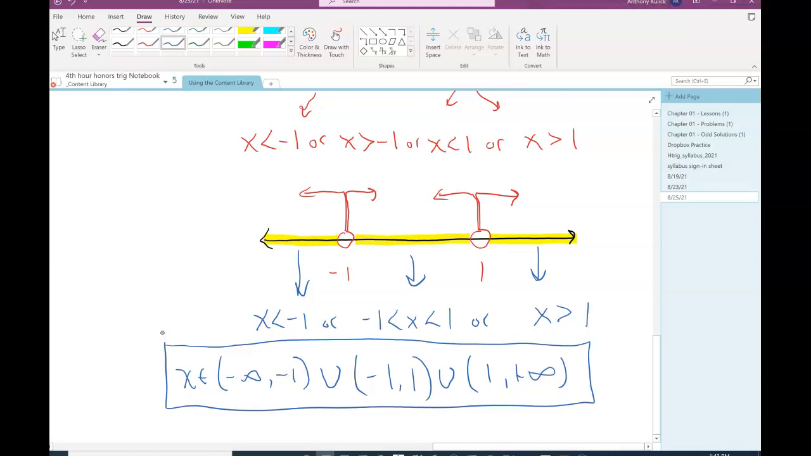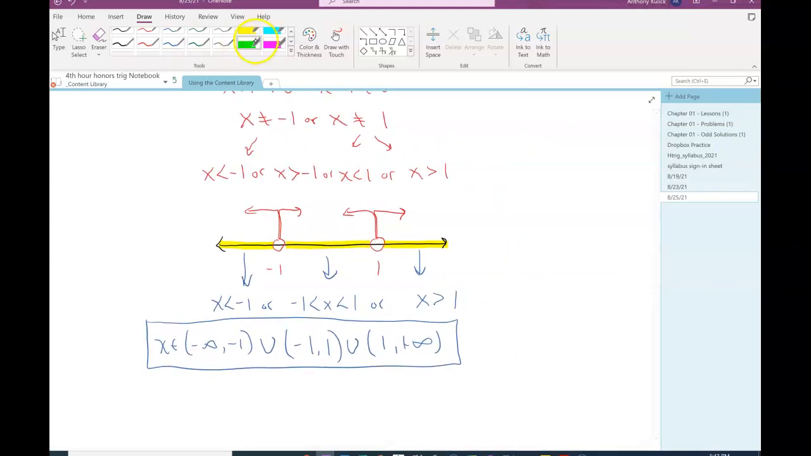Which again should make a lot of common sense if you looked even way back to here. Right? X not equal to -1, X not equal to +1. Is everything less than -1? Everything in between -1 and +1? And everything bigger than 1.